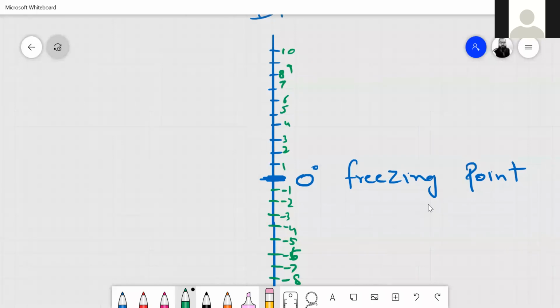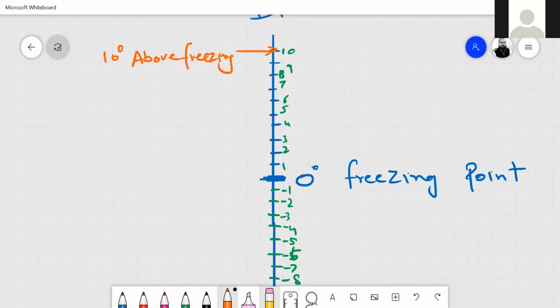Okay, now the question is 10 degrees above the freezing point. Where will the point be? The point will come here. 10 degrees above. Above means up. So this is 10 degrees above freezing.